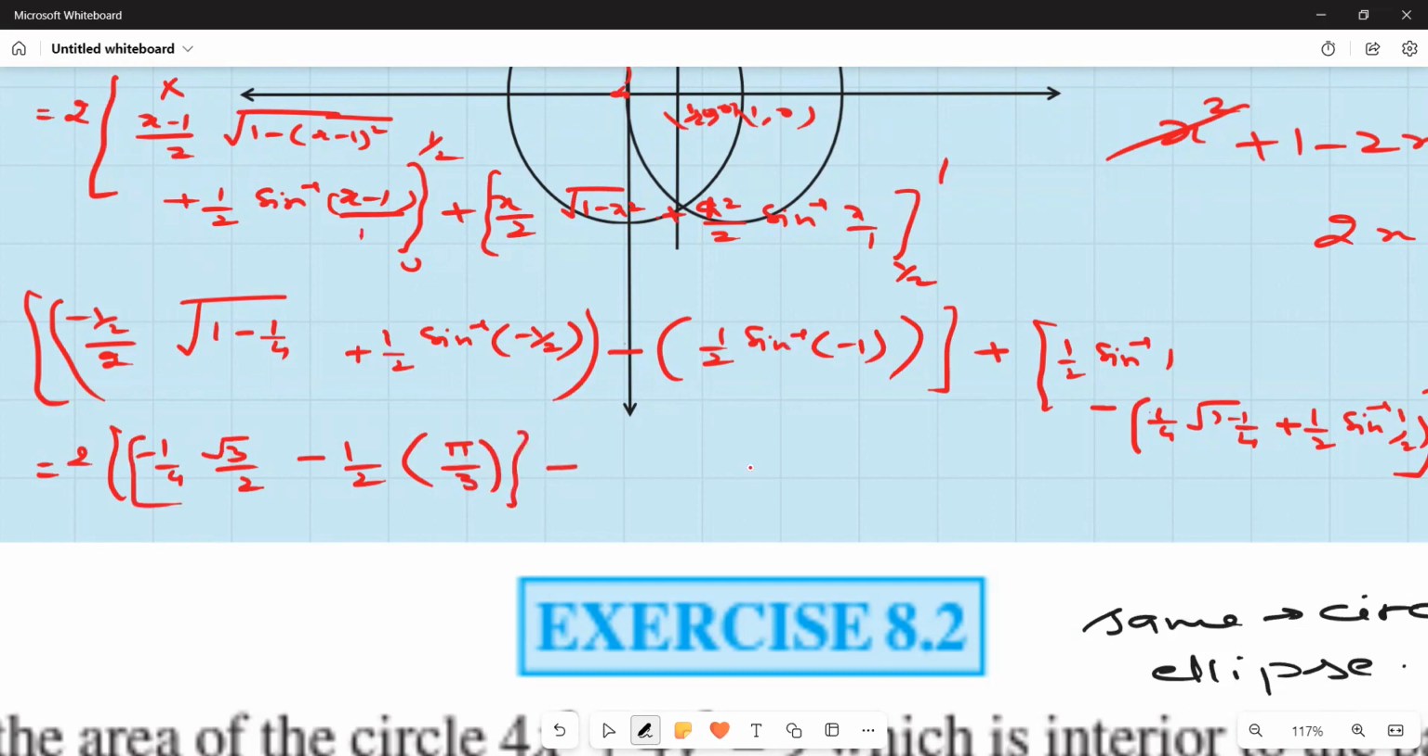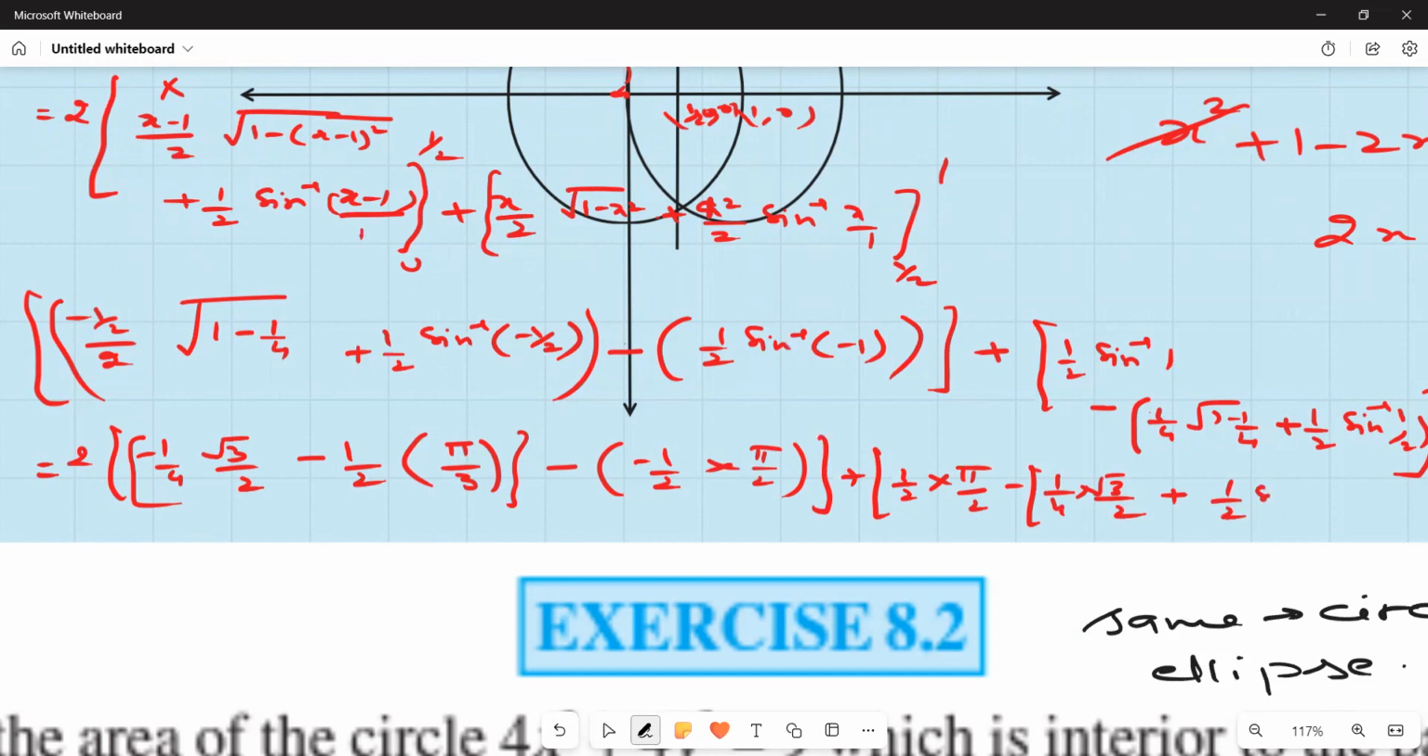Lower limit minus is minus half. Sine inverse 1 is pi by 2, na? Because this is minus, so minus will come out. So this is half into this. Plus half into pi by 2 minus 1 by 4. Why have we taken 1 by 4? Yeah, half after putting half. So 1 by 4 into root 3 by 2 minus plus minus is taken out.